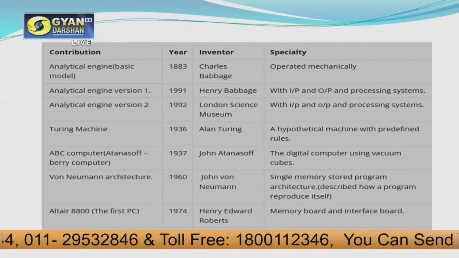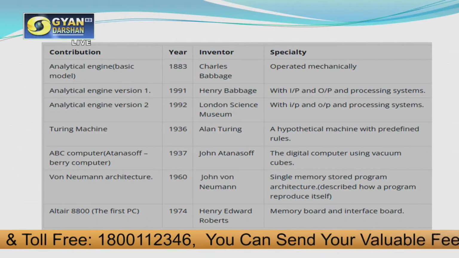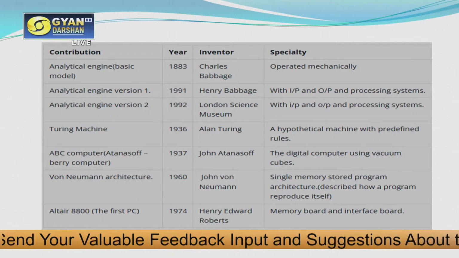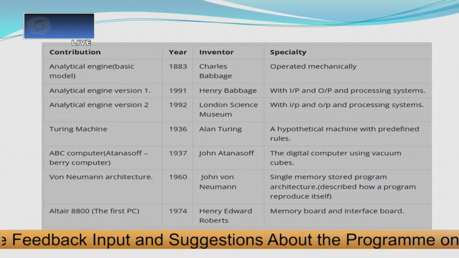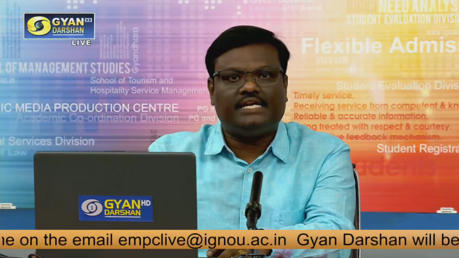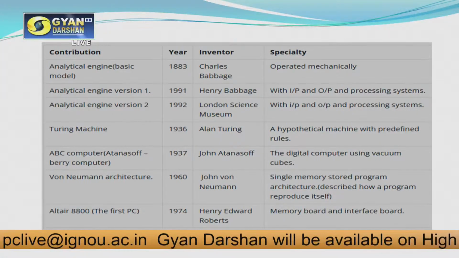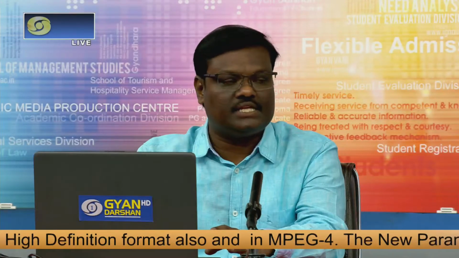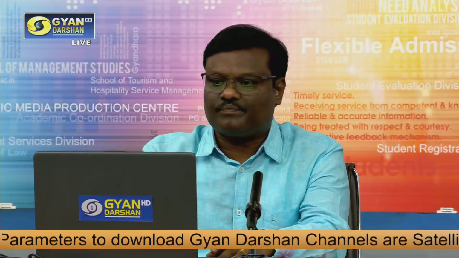In 1960, Von Neumann architecture was designed with a specialty called single memory storage program architecture, wherein it described how a program reproduced itself. So that was the actual concept, which is very near to present day computer science. And then in 1974, you can see the Altair 8800 was the first PC, invented by Henry Edward Roberts, wherein it has a memory board and the interface board, just like we have the keyboard and other things. The Altair 8800 series came along with the memory board as well as the interface board.